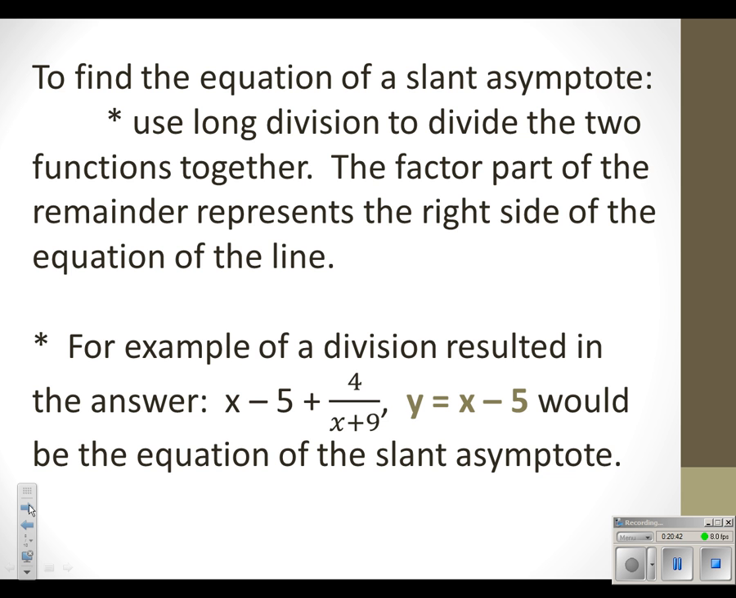When you get done dividing, you're going to have a factor part, and you're probably going to end up with a remainder possibly. Well, you can kind of ignore the remainder. It's the factor part that is going to be the equation of your slant asymptote. So for example, look on the slide here. I'm telling you that a division resulted in the answer x minus 5 plus 4 over x plus 9. Okay, so whatever the two functions were, this was the answer when we did long division. The factor part of it is the x minus 5. So the equation of my slant line is y equals x minus 5.